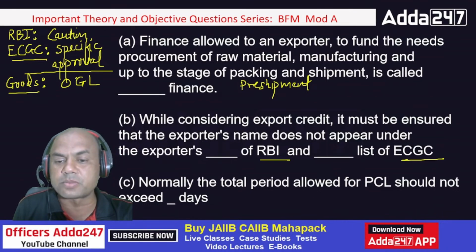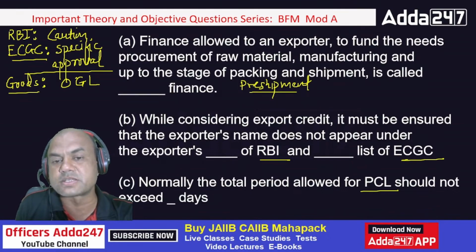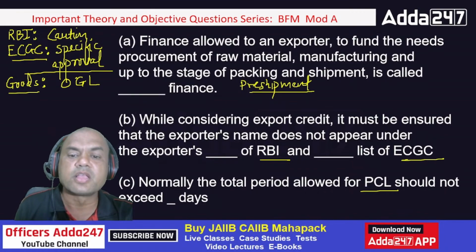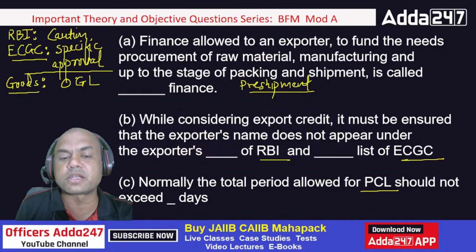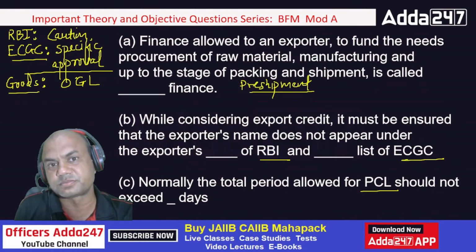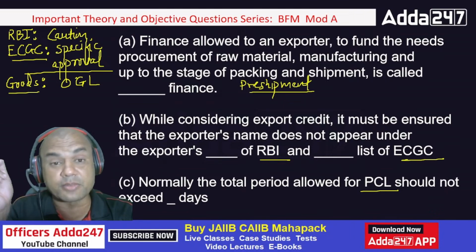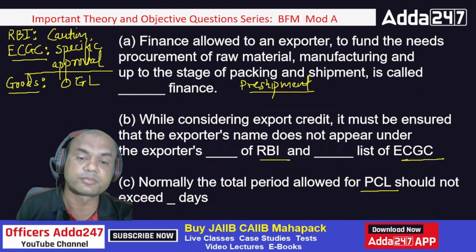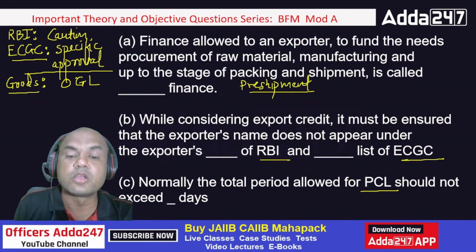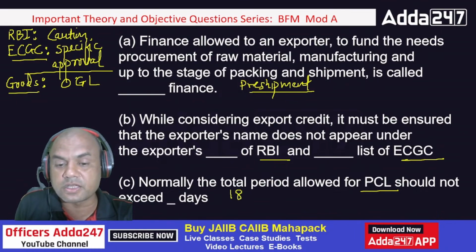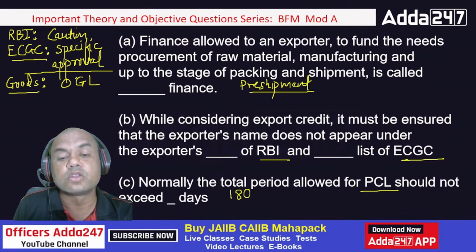Normally, the total period allowed for PCL should not exceed dash days. PCL means packing credit, pre-shipment packing credit. So normally this PCL period should not exceed how many days? Anyone just type in the comment section. Everyone just type in the comment section. Yes. Normally it is 180 days. Correct, 180 days. Normally any PCL should not exceed 180 days.